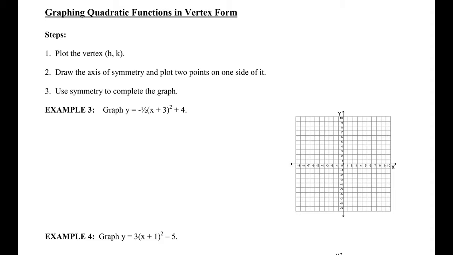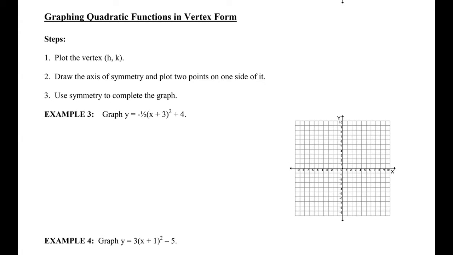So our first step is going to be to solve the quantity x plus 3 by setting it equal to 0. So we find x is equal to negative 3. That's going to give us the h coordinate of our vertex. The k coordinate is the number added or subtracted to the end of the equation. So our vertex is the point negative 3, positive 4.